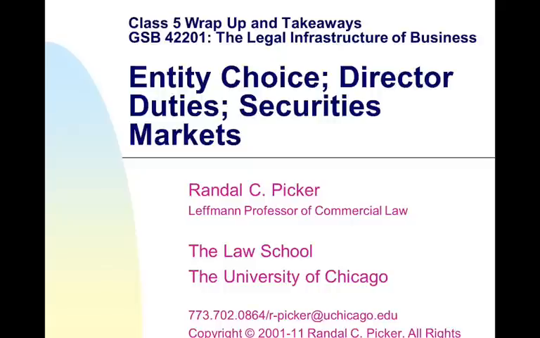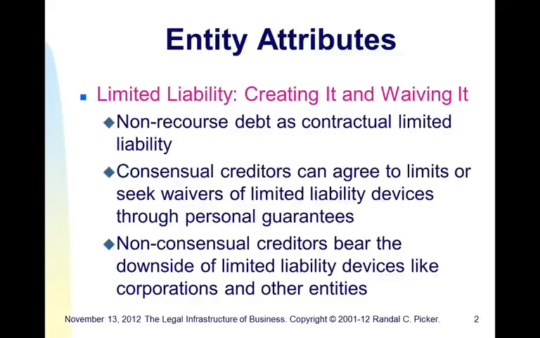These are the wrap-up slides for Class 5 on entity attributes and director obligations. So we started the class by talking about limited liability, which is one of the attributes we often associate with the artificial entities we create. Obviously, not all entities have limited liability. Partnerships don't. But corporations do, LLCs do, and there are a variety of limited liability features in the proliferation of new entities that we've seen, like LLPs, LPs, and the like.